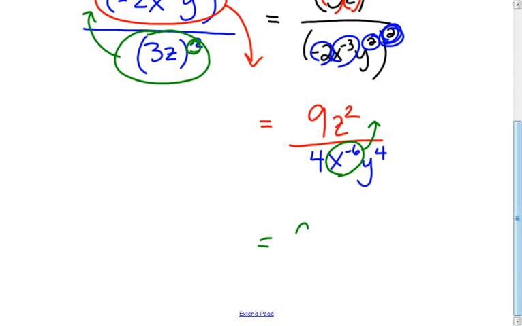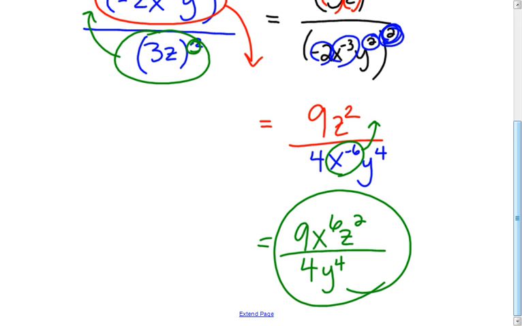So on the top now, I will have 9 x to the 6th z squared. You do want to try to list your bases in alphabetical order. On the bottom, I have the 4. The y to the 4th does not need to be moved because it's a positive exponent. So that's what that one should look like.